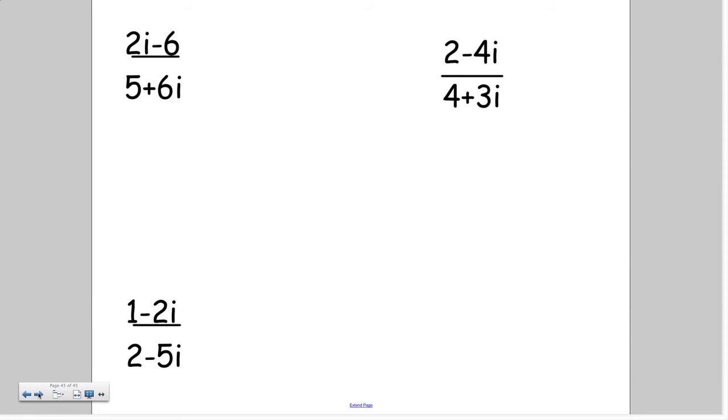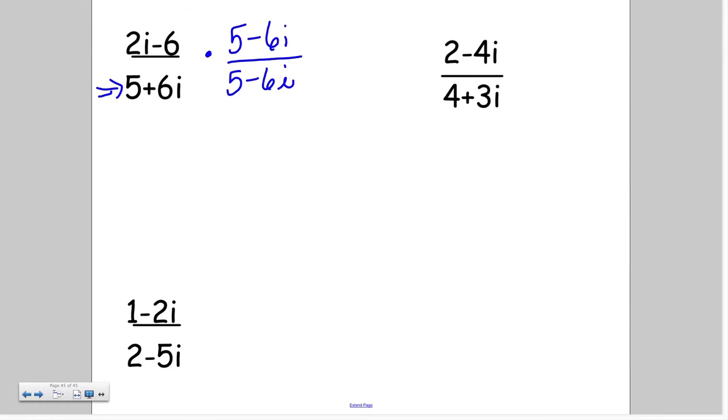Alright, so 2i minus 6 over 5 plus 6i. I'm looking at the bottom to get my conjugate, because that's the one I've got to get rid of. If it's 5 plus, the conjugate would be 5 minus. Multiply the top and the bottom.